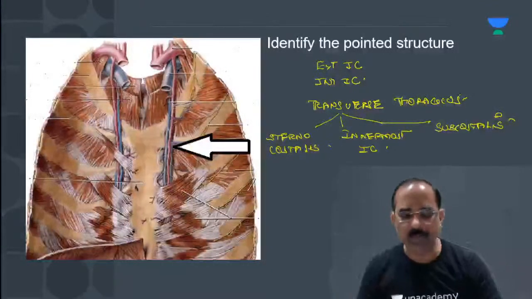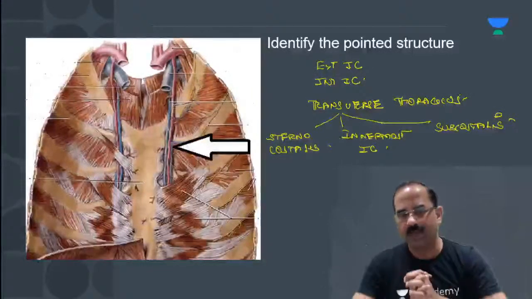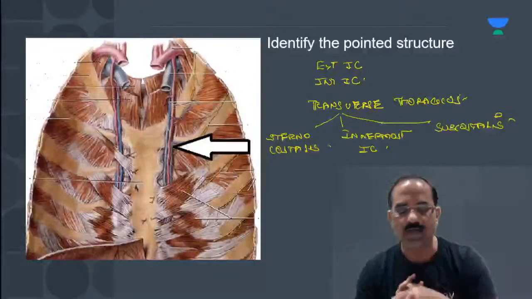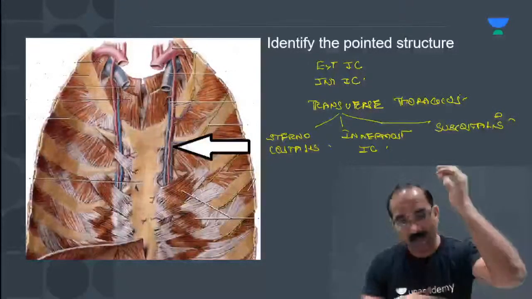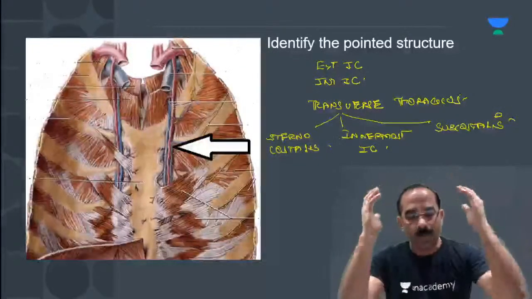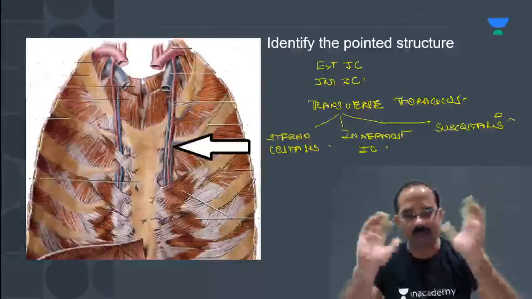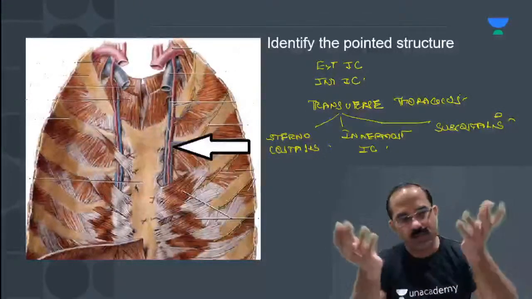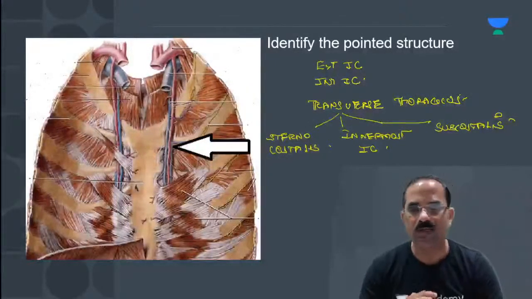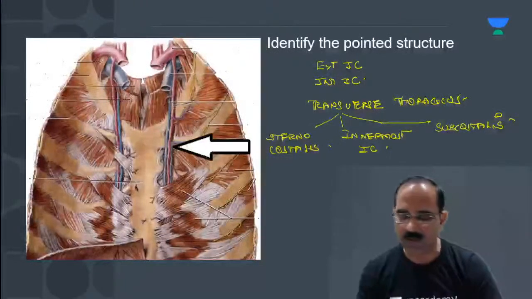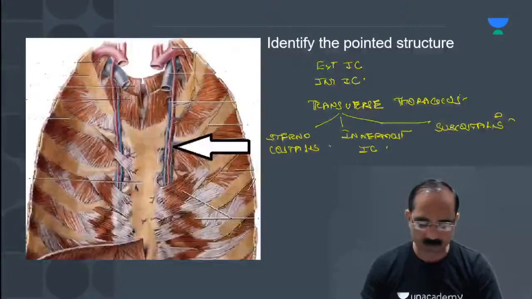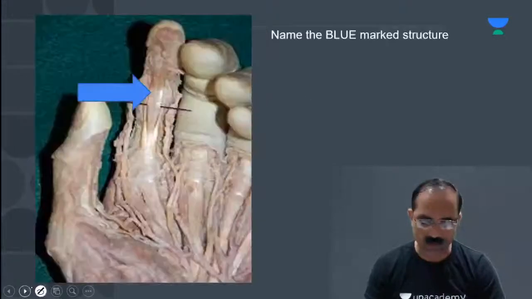But for all practical purposes, students, we take the three muscles as external intercostal, internal intercostal, and innermost intercostal. We normally call this innermost intercostal, but remember, this innermost intercostal actually belongs to a big muscle known as the transverse thoracicus, whose other parts are sternocostalis and the subcostalis. Okay, students, now we proceed to the next slide.